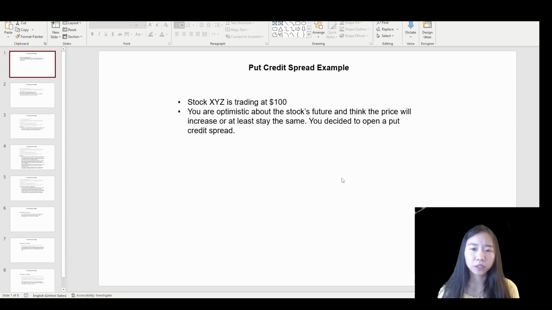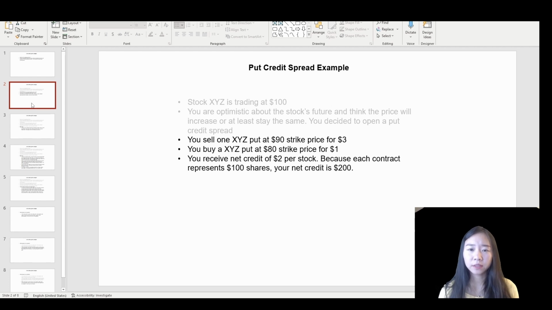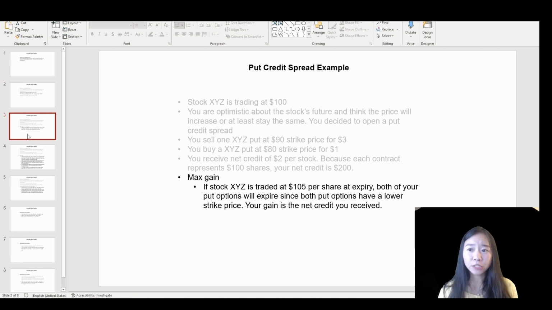Stock XYZ is currently trading at $100. You are optimistic about the stock's future. You think the stock price is going to at least stay the same or increase. You decide to open a put credit spread. You sell one XYZ put option at a higher strike price, so we are assuming $90 strike price for $3. And then you buy an XYZ put option at $80 strike price for $1, and both expire on the same day. Your net profit is $2 per share. Because each option contract represents 100 shares, your net credit is $200. And that is your maximum gain.